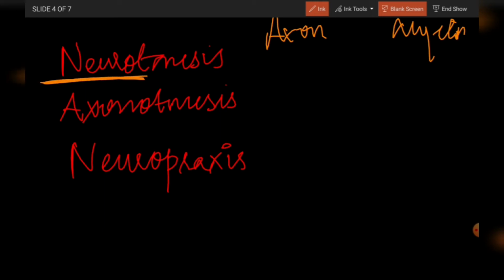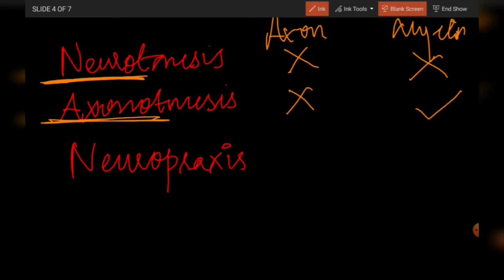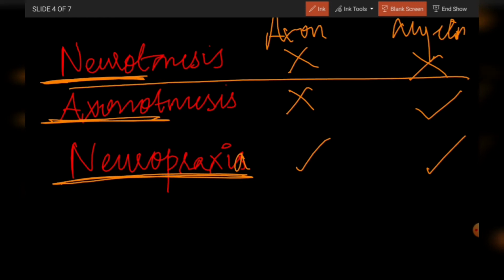In neurotmesis, the whole nerve fiber is damaged, that is, axon and myelin are damaged. In axonotmesis, only the axon is damaged and the myelin sheath is preserved. In neuropraxia, both axon and myelin sheath are preserved. So neurotmesis is a severe condition, but these 2 types can regenerate and the normal function can be restored.